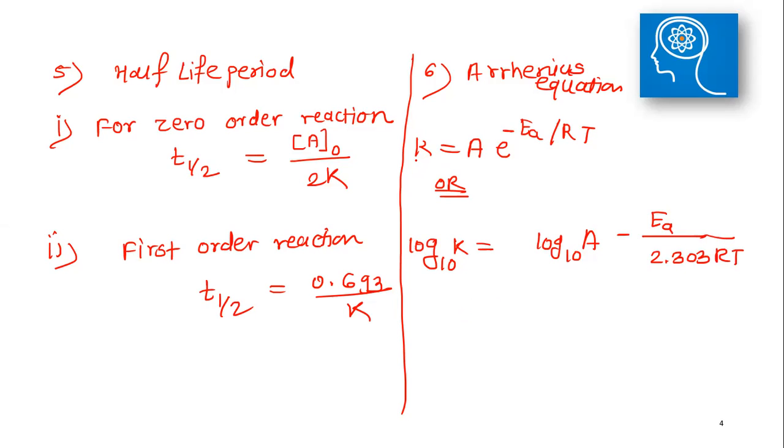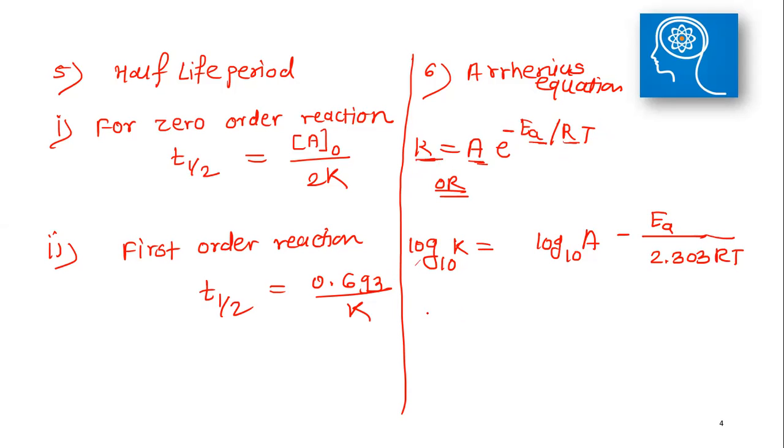So what is k here? k is the rate constant. What is A? A is the frequency factor, or we can say it as pre-exponential factor. Ea is the activation energy, and what is R? R is the gas constant, whose value is 8.314 joule per Kelvin per mole. Okay, and T is temperature.